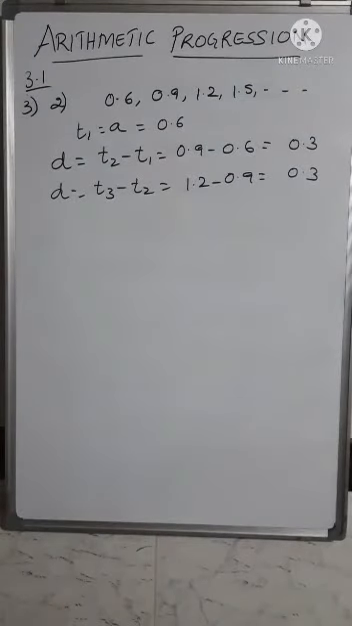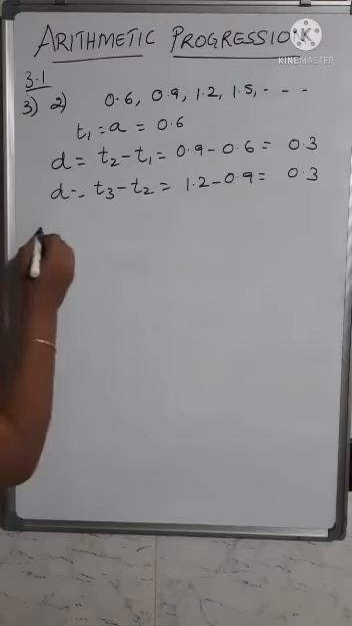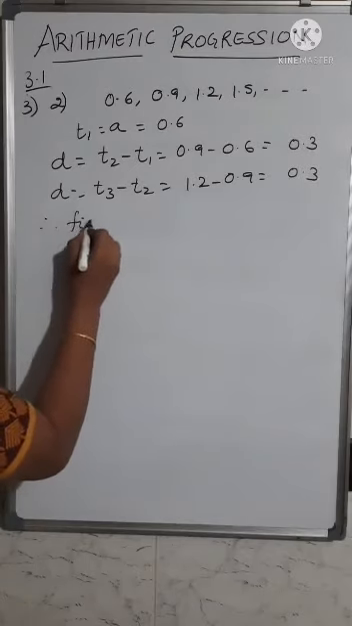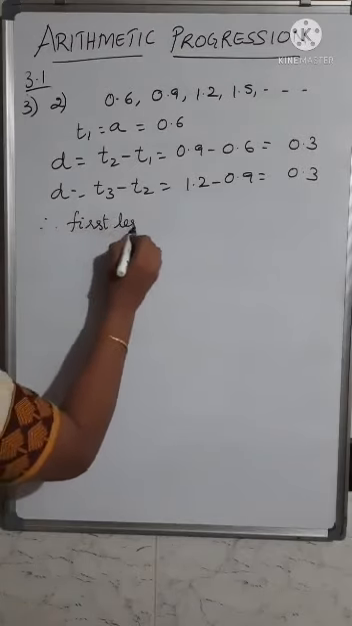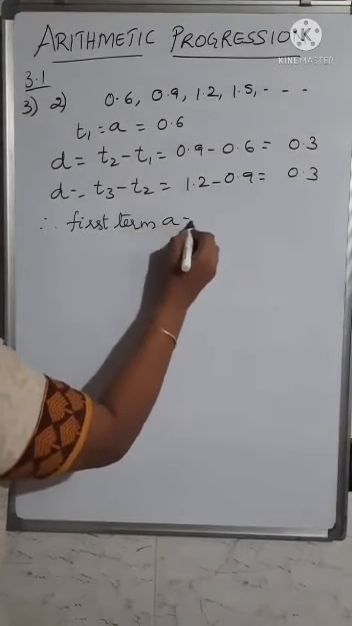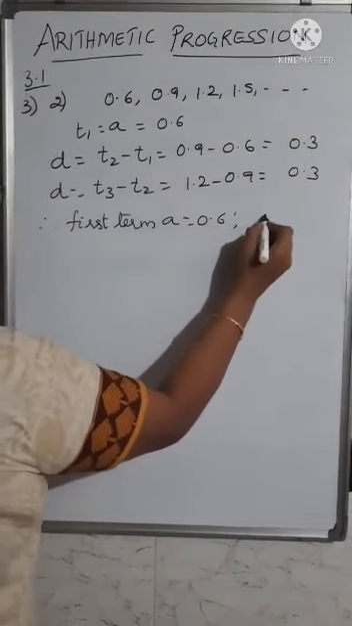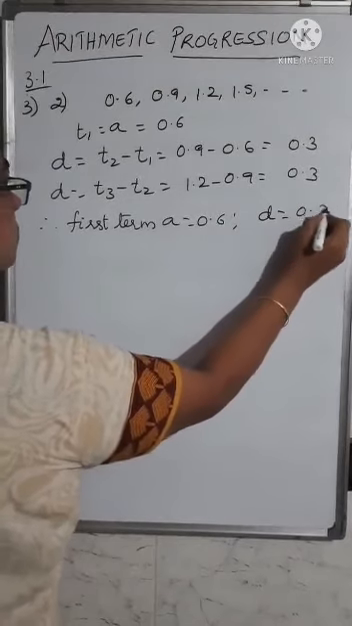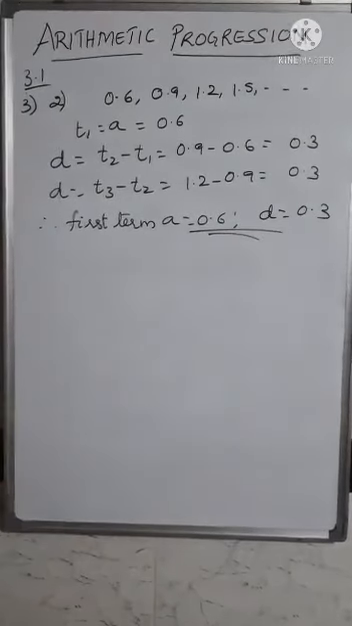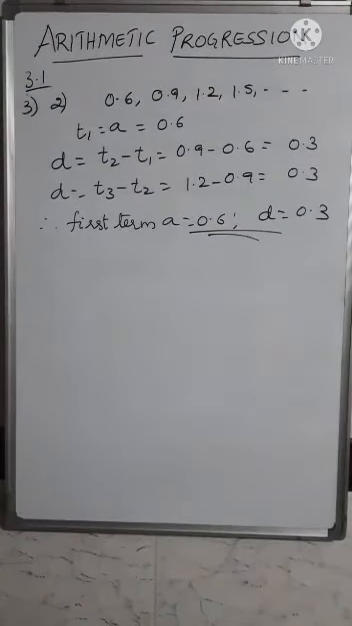So now therefore you have to write: first term A is equal to 0.6 and common difference is equal to 0.3. So like this you have to write the first term and the common difference.